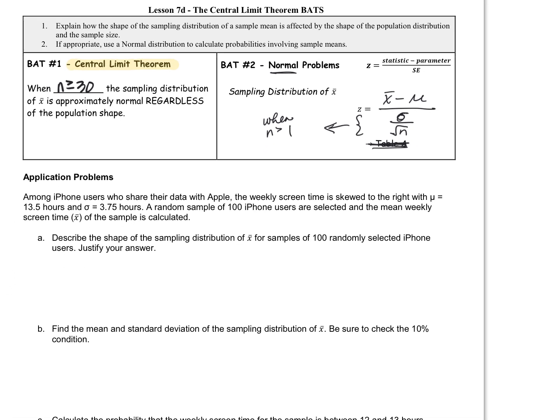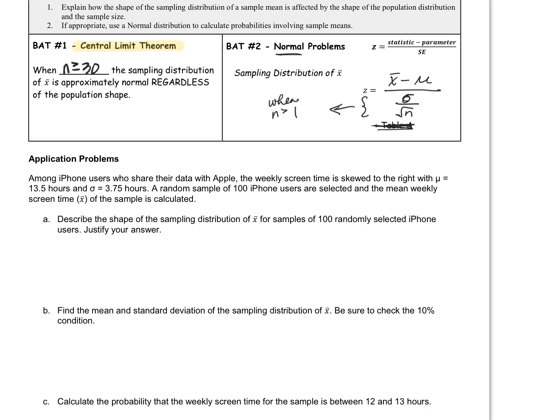All right, so looking at a sample problem. Among iPhone users who share their data with Apple, the weekly screen time is skewed right, with a mean of 13.5 hours and a standard deviation of 3.75. A random sample of 100 iPhone users is selected, and the mean weekly screen time, x bar, of the sample is calculated. Describe the shape of the sampling distribution of x bar for samples of 100 randomly selected iPhone users. So we know the population is skewed to the right, but it's asking us about the sampling distribution of all the x bars. What shape would that take on?